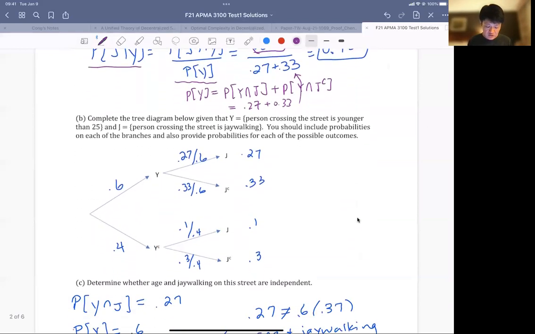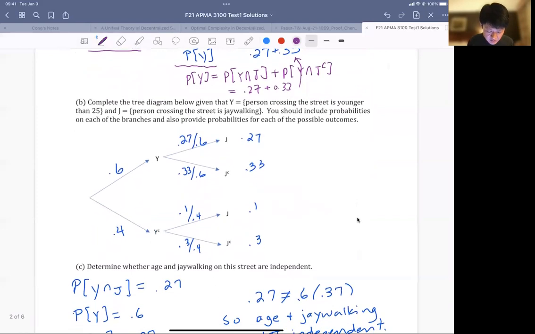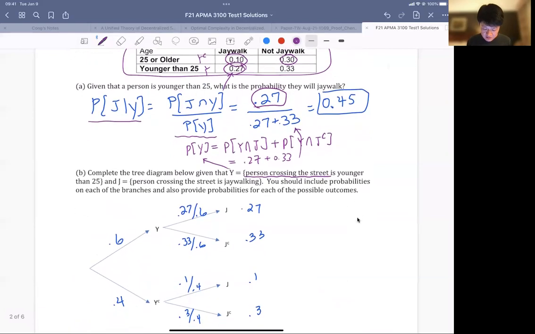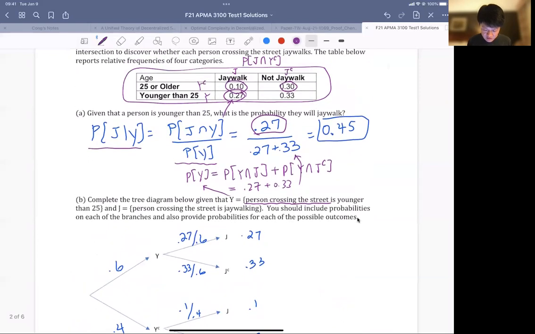Okay, question number 2, part B: complete the tree diagram below, given that Y, which is defined as the person crossing the street, is younger than 25. Notice here it's person crossing the street. It didn't say anything about jaywalking or not. So Y is the same definition as this Y, which is basically all the people who are younger than 25 in this sample space, okay? And J is defined as what we defined: people who cross the street are jaywalking.